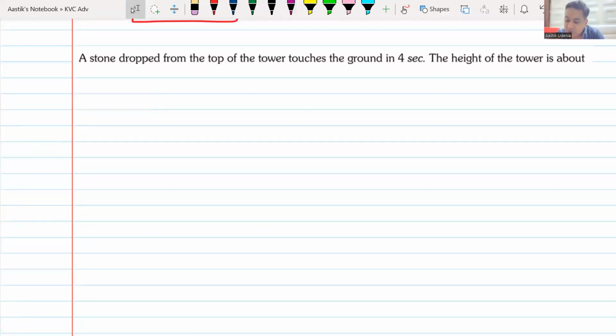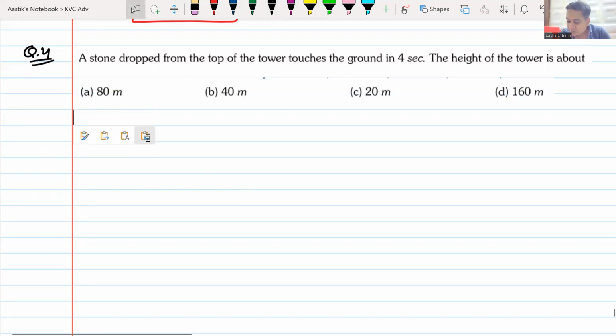A stone is dropped from the top of a tower and touches the ground in 4 seconds. Question number 4. G can be taken as 10. Can you tell me what is the height of the tower? This question has come in multiple exams, multiple years. So let me give you the options as well. I was not thinking of giving you the options, but now I'm giving them.